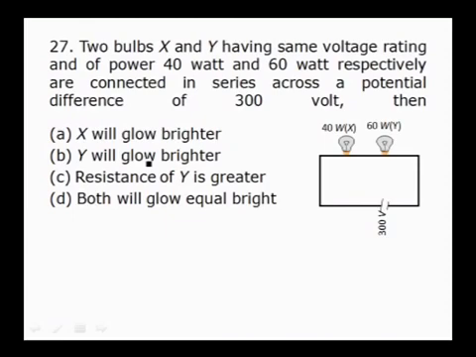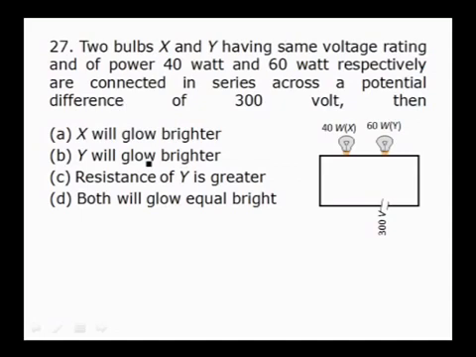Question number 27. 2 bulbs X and Y having the same voltage rating and the power 40 watt and 60 watt respectively are connected in series across a potential difference of 300 volt. Then A, X will glow brighter, B, Y will glow brighter, C, resistance of Y is greater, and D, both will glow equally bright.